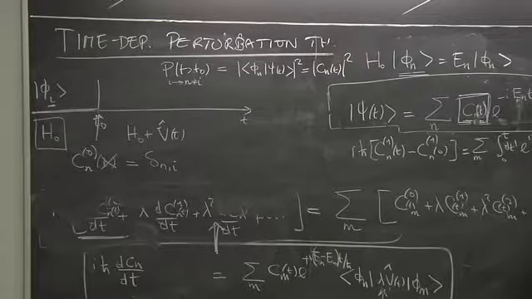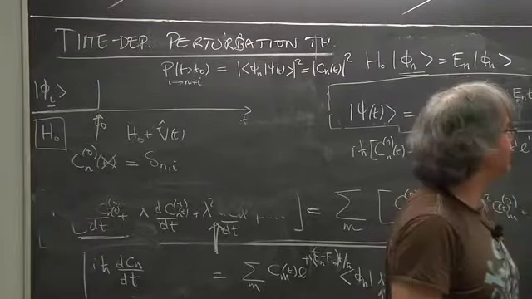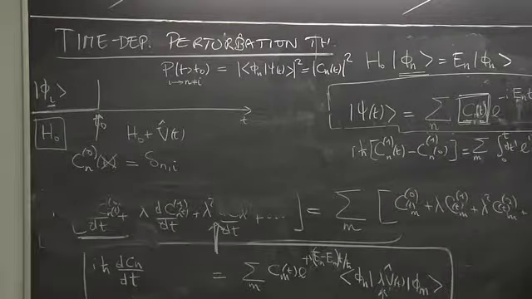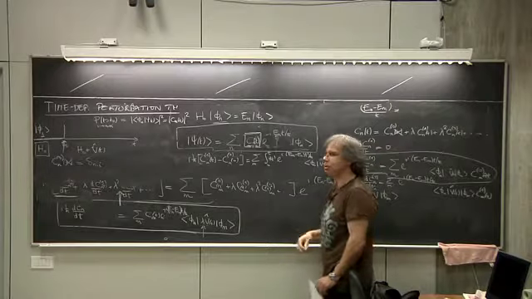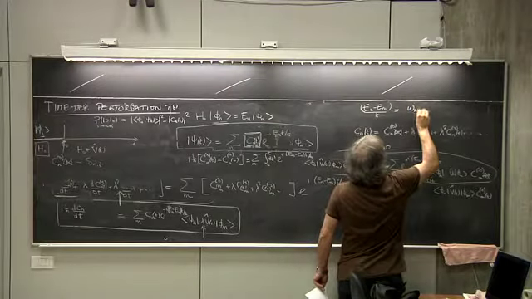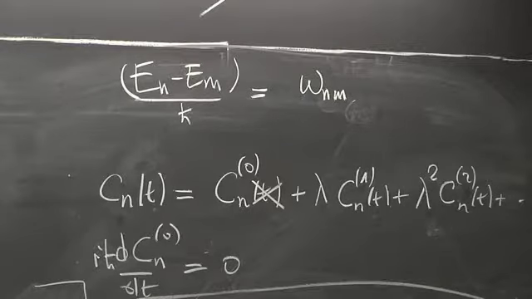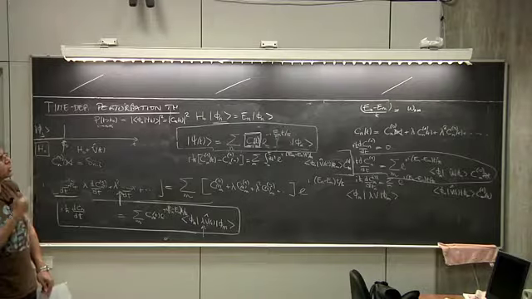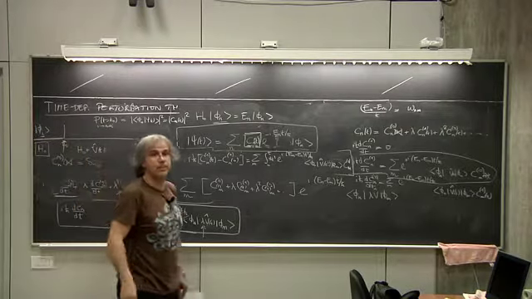But before I continue with this, let me use some shorthand, which I promised long ago. I will call En minus Em over h bar, this is a frequency. E over h bar is always a frequency. I will call it omega nm. It is the excitation frequency to jump from m to n, which could be positive or negative, depending on whether n is bigger than m or vice versa. So this is just a shorthand.